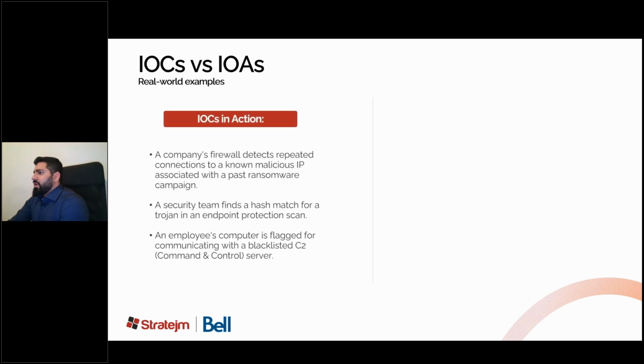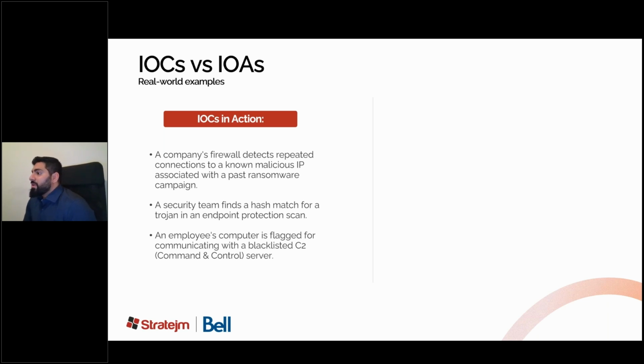IOCs in action. So let's take an example of a company's firewall detecting repeated connections to a known malicious IP. This indicates that a system internal to my network is attempting to communicate with an external threat actor. It's most likely part of a ransomware campaign, right? So the security team finds the IP and they can then block that IP on their firewall, right?